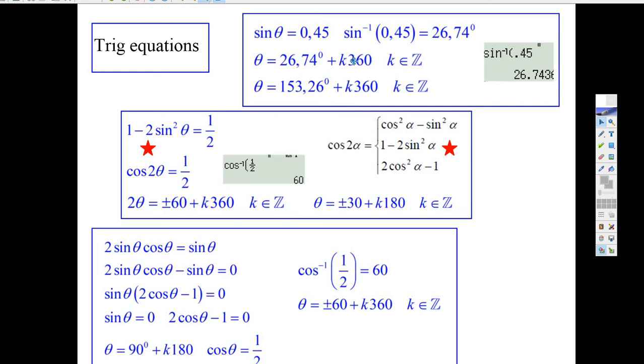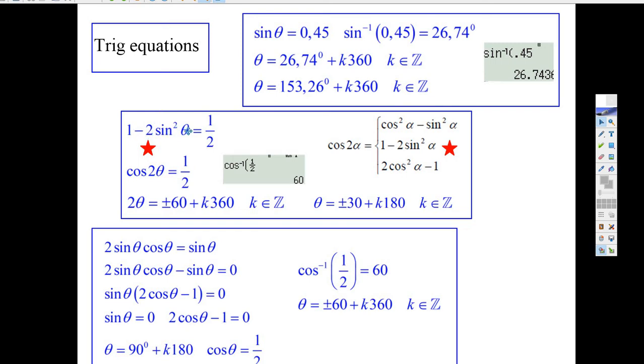But the thing with sine is it repeats itself every 360 degrees, and that's what this k times 360 does. You can add 1, 2, 3, 4, it comes back to the same place, or minus 1, minus 2, you get all these different solutions. And if 26.74 works, then 180 minus 26.74 will also work. It's in the second quadrant, it's positive, it gives you the same answer, and you have to know that for sine. That's how it works.